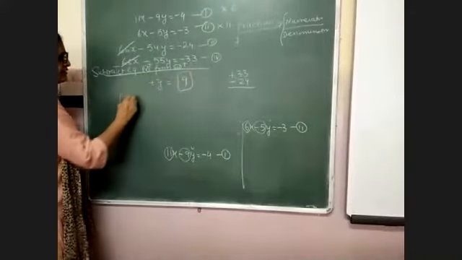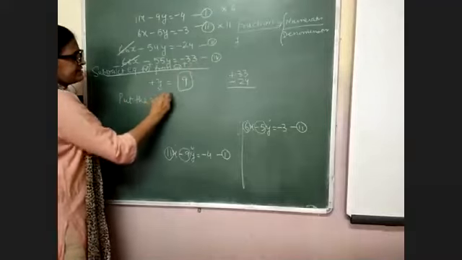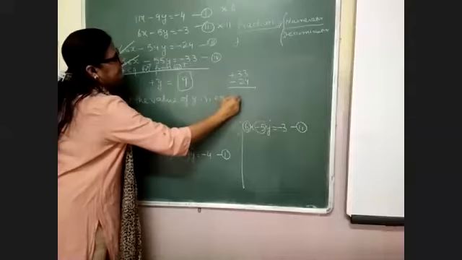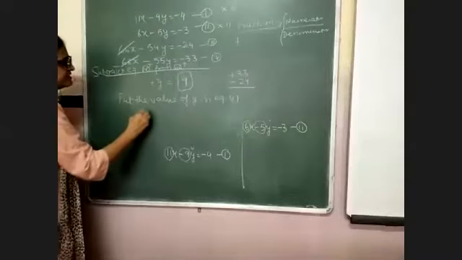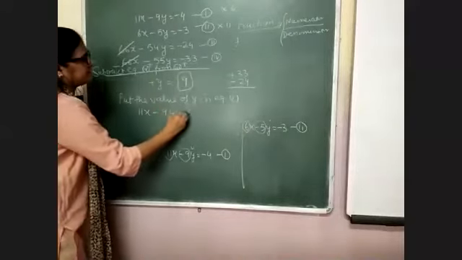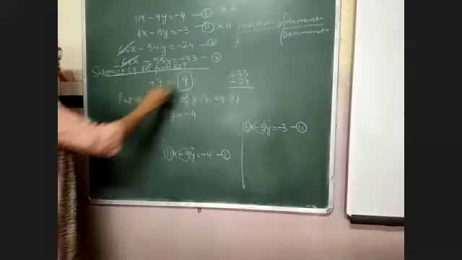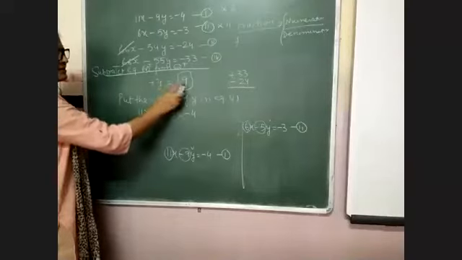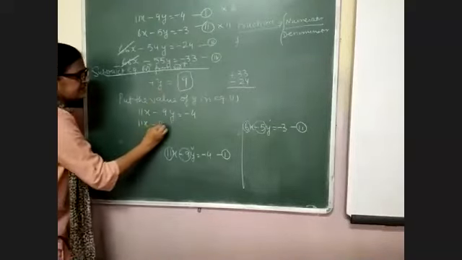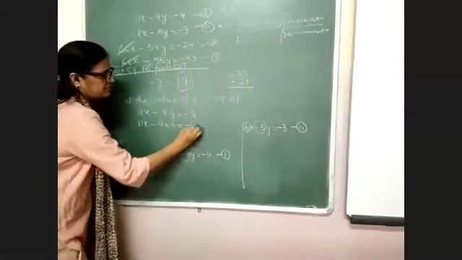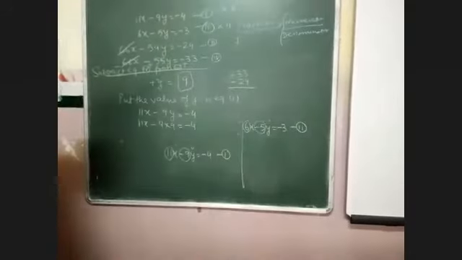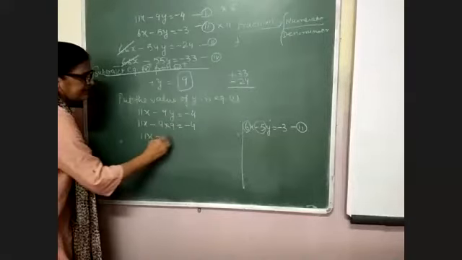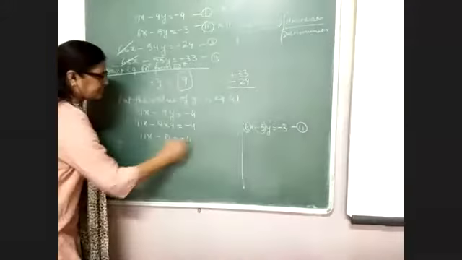Now put the value of y in equation 1. Your equation 1 is 11x minus 9y equals minus 4. Now put the value of y equal to 9 in place of y. Then 11x minus 9 into 9 equals minus 4. Then it is 11x minus 81 equals minus 4.